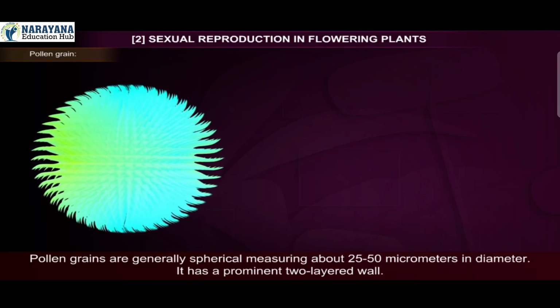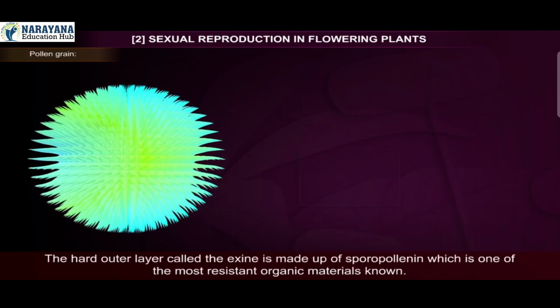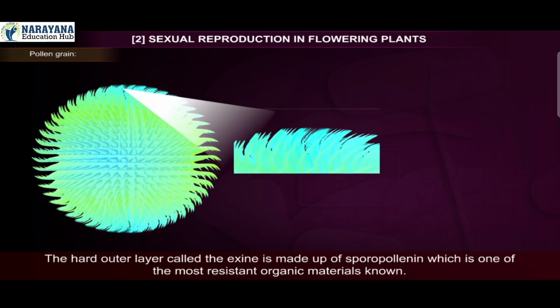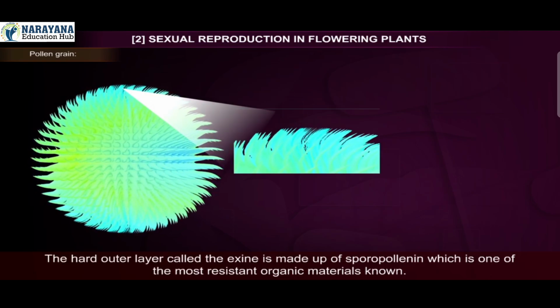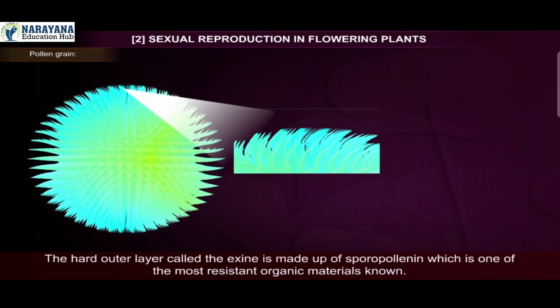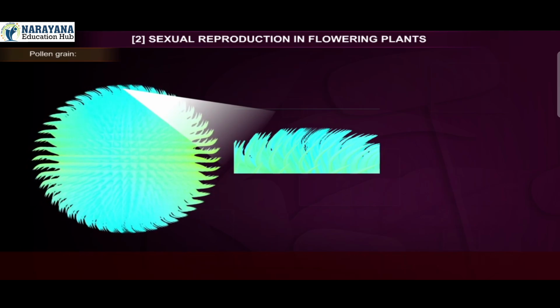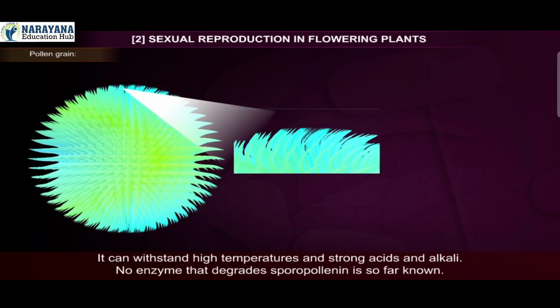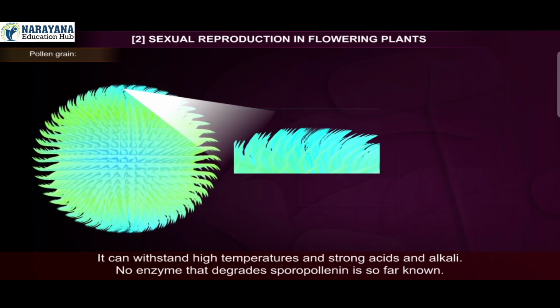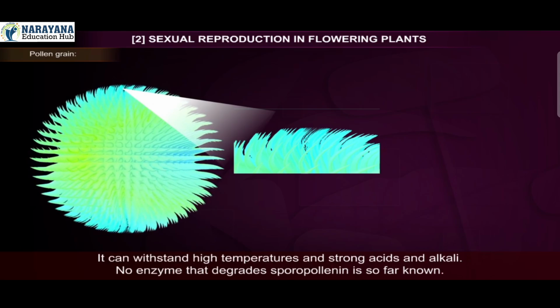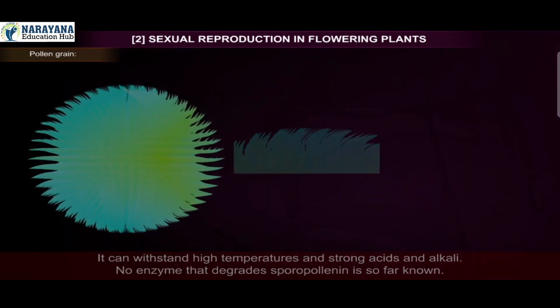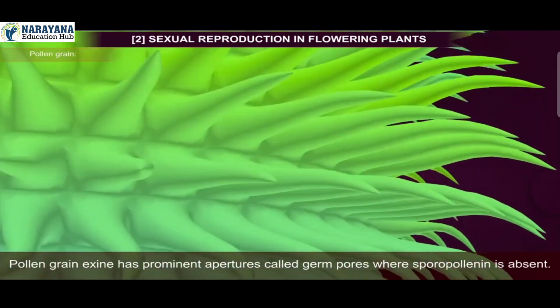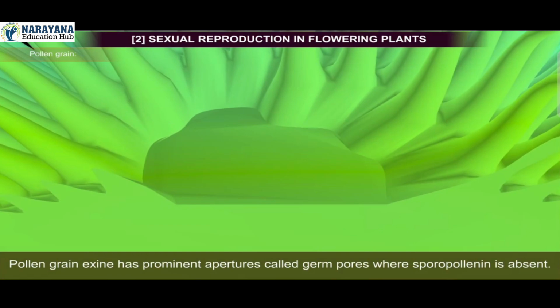It has a prominent two-layered wall. The hard outer layer called the exine is made up of sporopollenin, which is one of the most resistant organic materials known. It can withstand high temperatures and strong acids and alkali. No enzyme that degrades sporopollenin is so far known. Pollen grain exine has prominent apertures called germ pores where sporopollenin is absent.